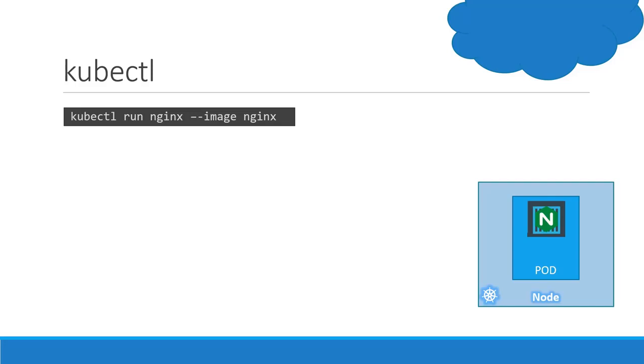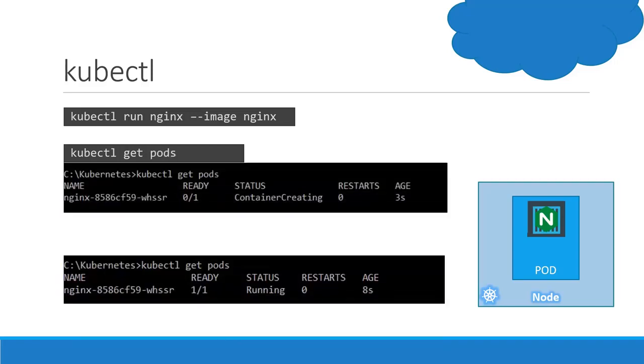Now that we have a pod created, how do we see the list of pods available? The kubectl get pods command helps us see the list of pods in our cluster. In this case, we see the pod is in a container creating state and soon changes to a running state when it is actually running.